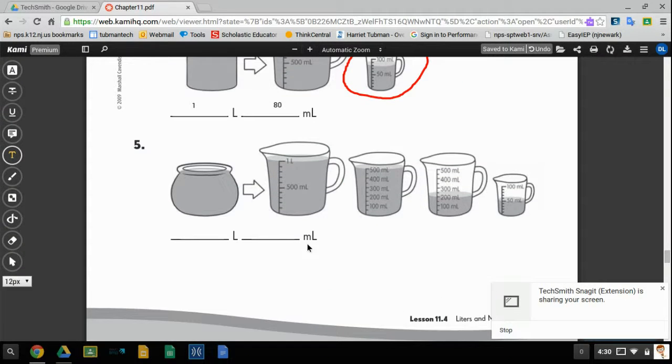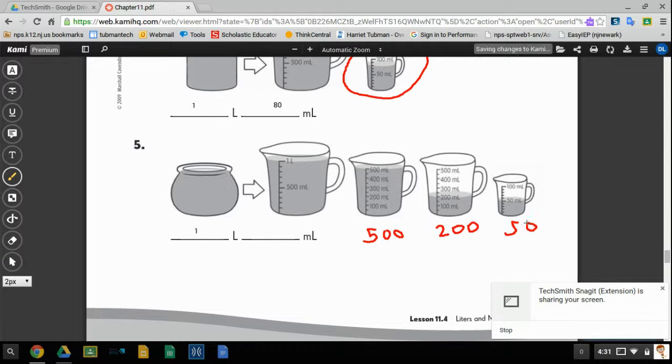Number 5. So again, when I poured it in, I get these things right over here. I know it's at least 1 liter, so I'm going to put the number 1 there because it's the top. And now let's look at our milliliters. So here, that's right there, 500. Here, it's touching 200. And over here, it's touching 50.